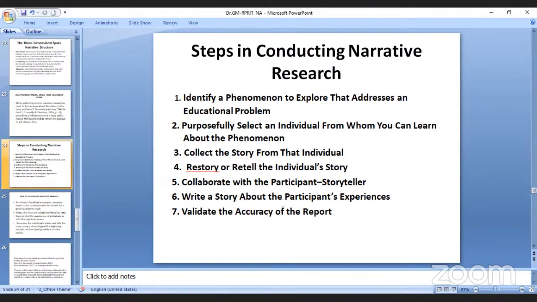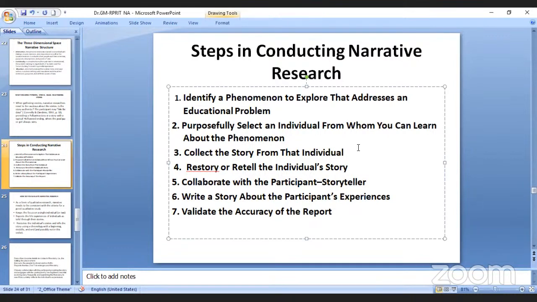Restory or retell the individual story. Collaborate with the participant storyteller. Am I right? So here in this narrative research, the researcher is doing research based on the storytelling by the participants. So collect the story from the individual, that is one case.